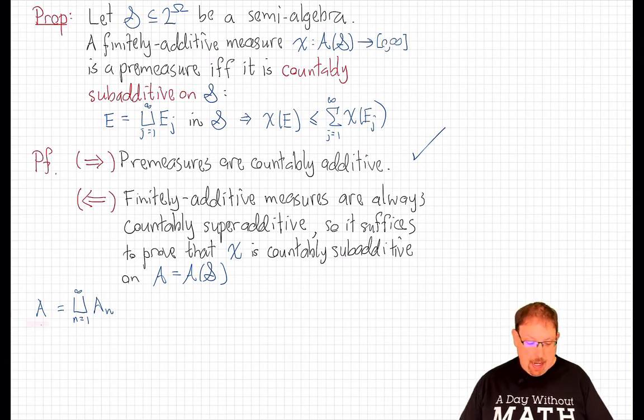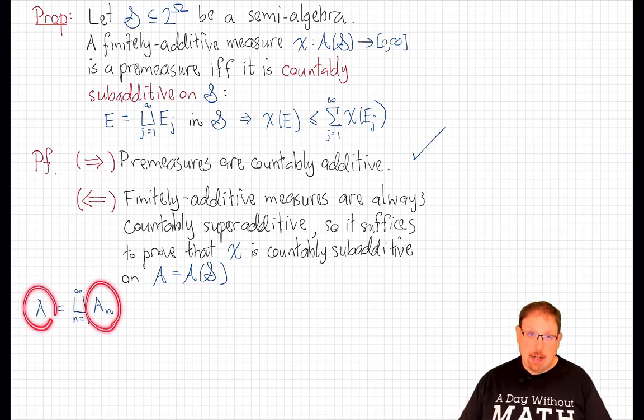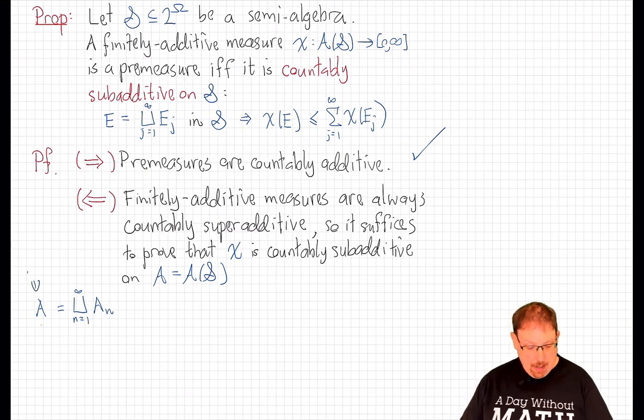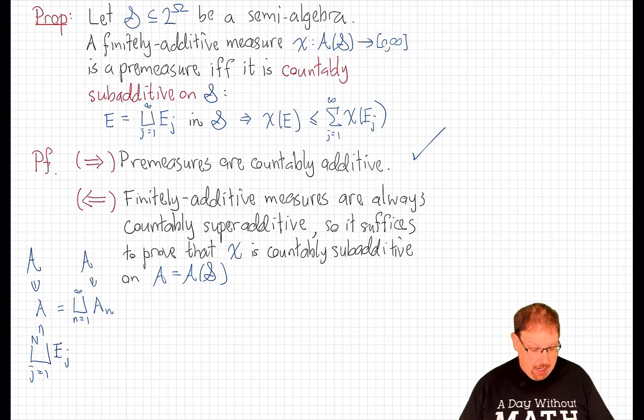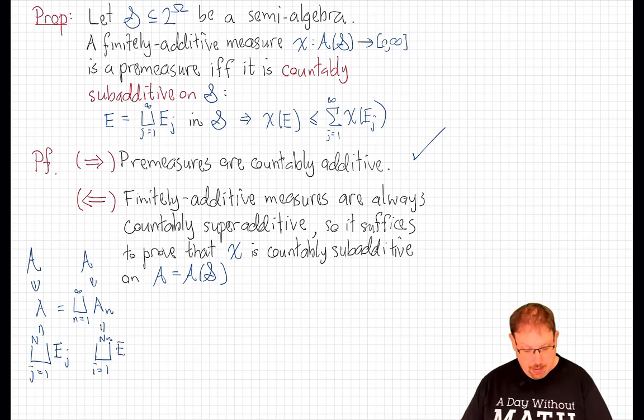We need to take any A in the field that is a countable disjoint union of elements A_n in the field and show that chi of A is less than or equal to the sum of the chi of the A_n. Now, what we know is that chi of E is less than or equal to the sum of the chi of the E_j, where E, E_j are sets in the semi-algebra. Of course, what we should do is decompose A and A_n in terms of the semi-algebra, where they came from. Since A and A_n are in the algebra, each of them is a finite disjoint union of sets from the semi-algebra. Let's decompose A in terms of these sets E_j, and let's decompose A_n as a disjoint union, with a number of terms that depends on little n, of some sets E_in.